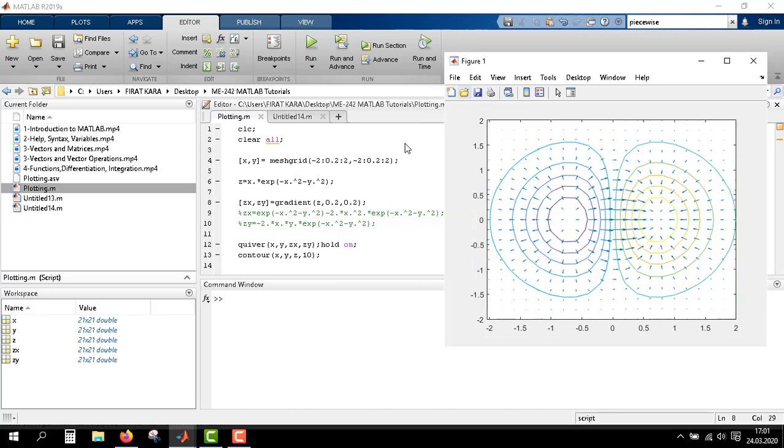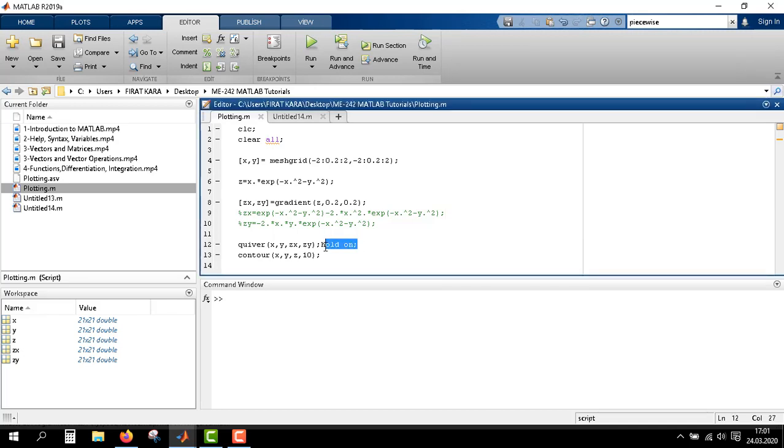Okay. I don't want to forget to mention anything else. Yes, notice that we write the hold on command after the graph that we want to overdraw on, and to close this function, we need to write hold off, and that's all. See you in the next video.